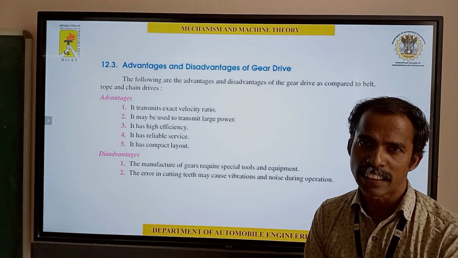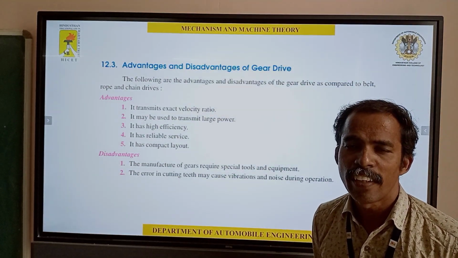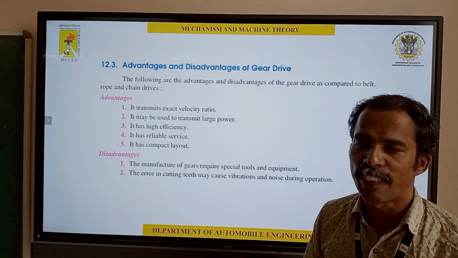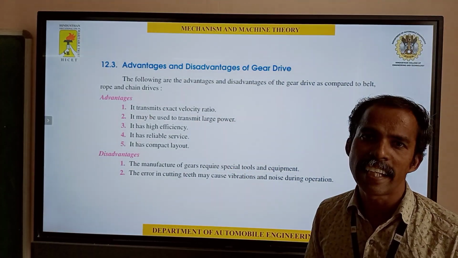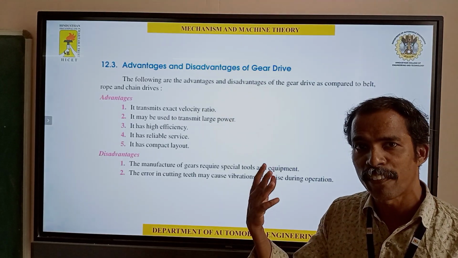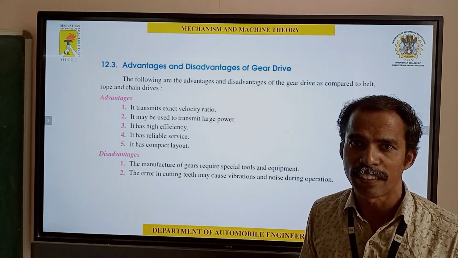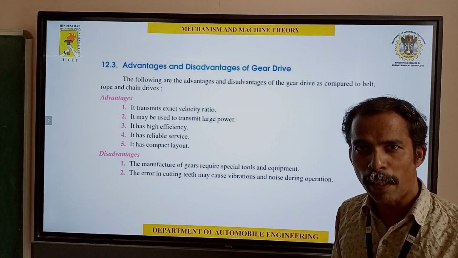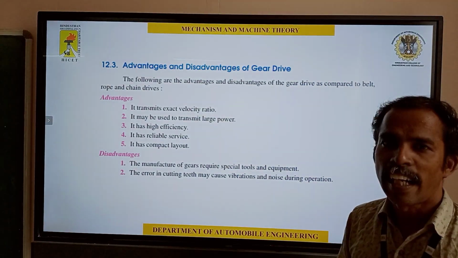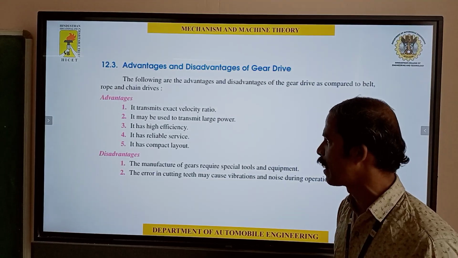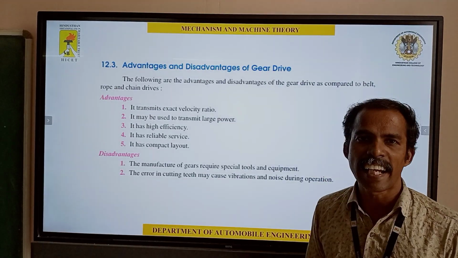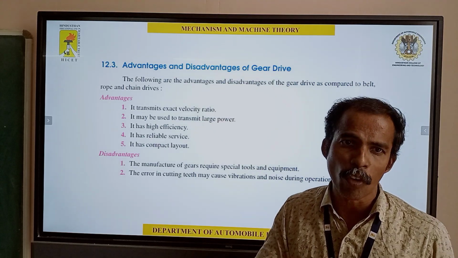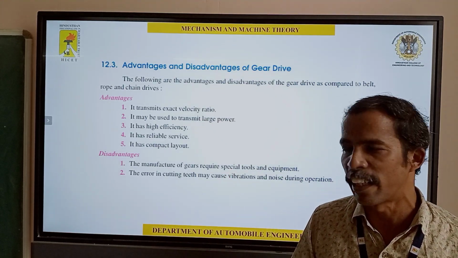Advantages and disadvantages of gear train. The gear train has maximum power transmission efficiency, that is, velocity ratio, and it can transmit more power compared with all other transmission devices, such as belt drive, chain drive, etc. High efficiency is possible by using this gear train. It is highly reliable compared with the previous ones, and a compact layout is enough. More space is not needed like in a belt drive.